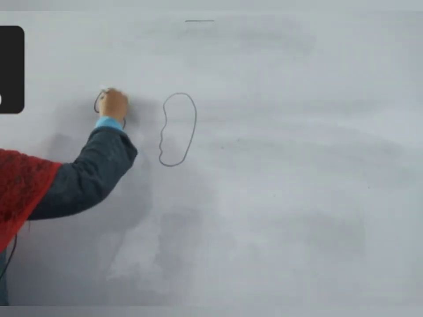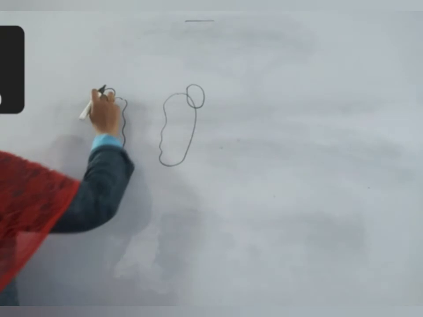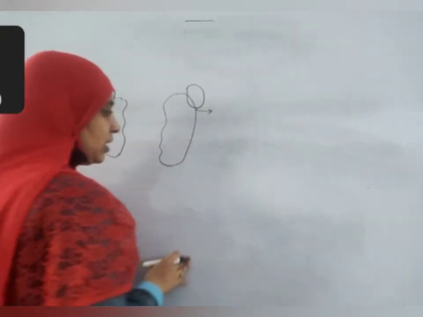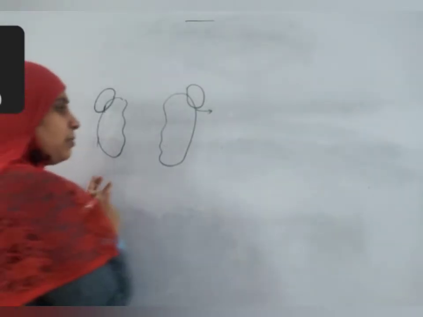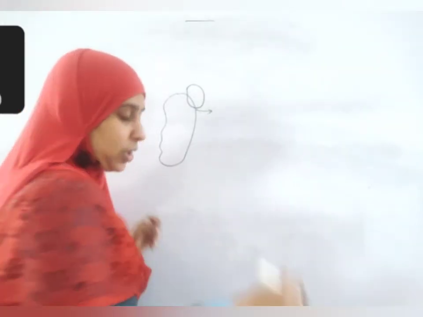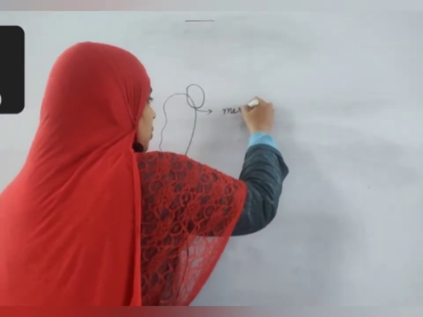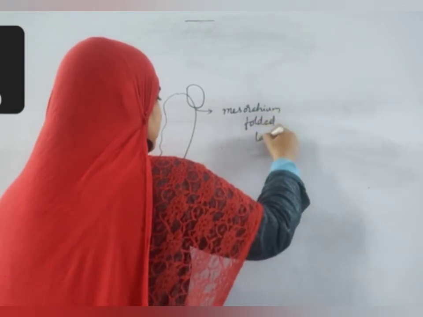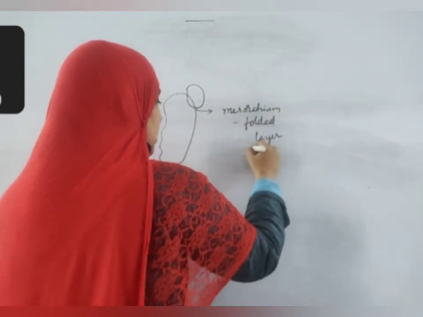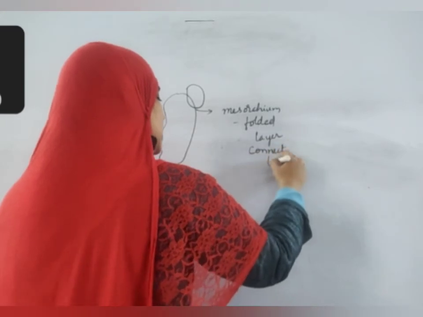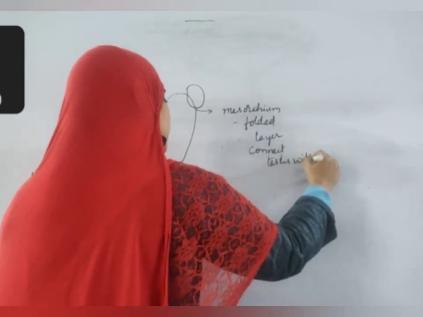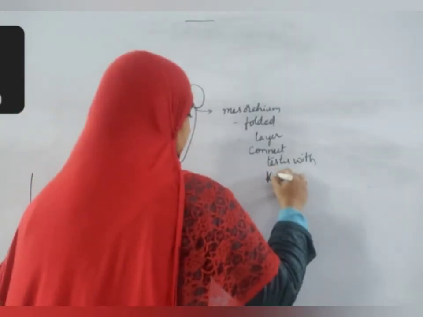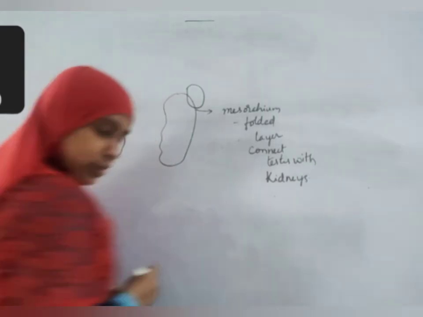Above the kidneys, there is a pair of testes. Testes and kidneys are connected by a fold of membrane in between, which is called the mesorchium. Mesorchium is a folded layer that connects the testis with the kidneys.